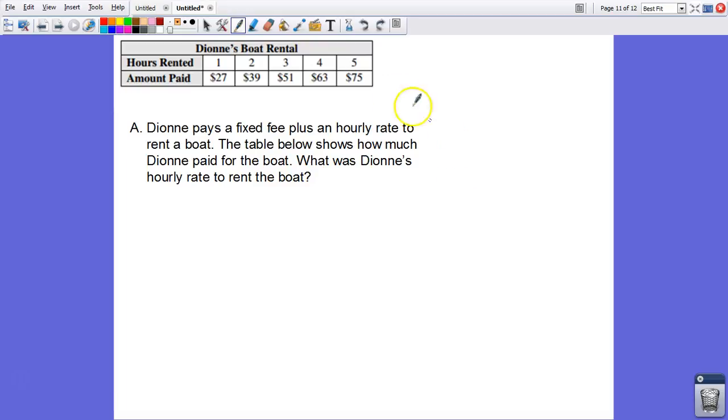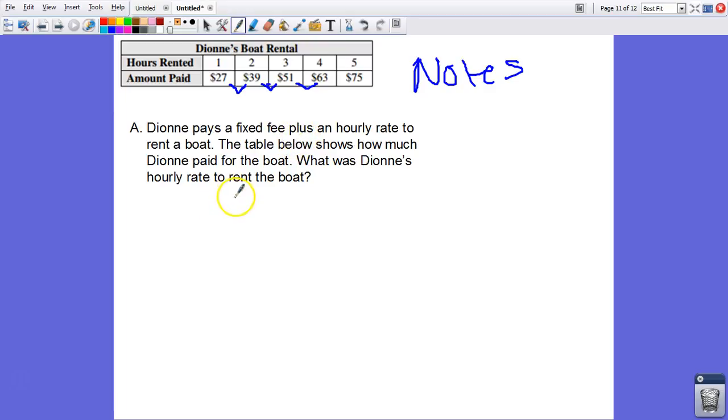Dion's boat rentals. Dion pays a fixed fee plus an hourly rate to rent a boat. The table shows how much Dion paid for the boat. What was Dion's hourly rate to rent the boat? Well, if you have your notes out, you would know how you can see the slope in a table.